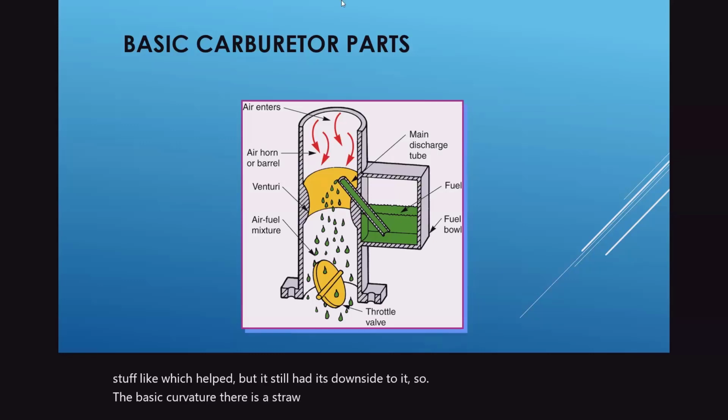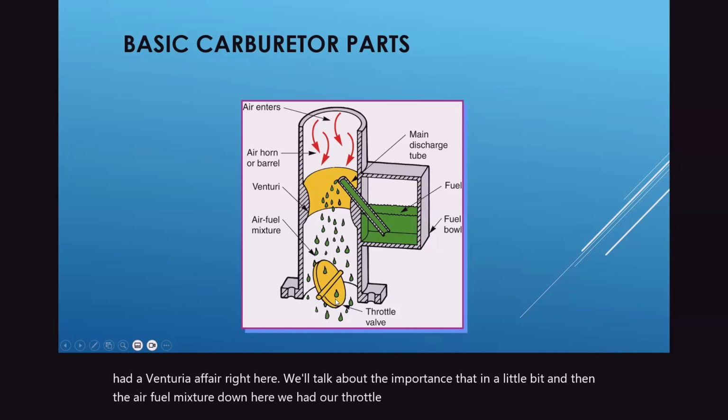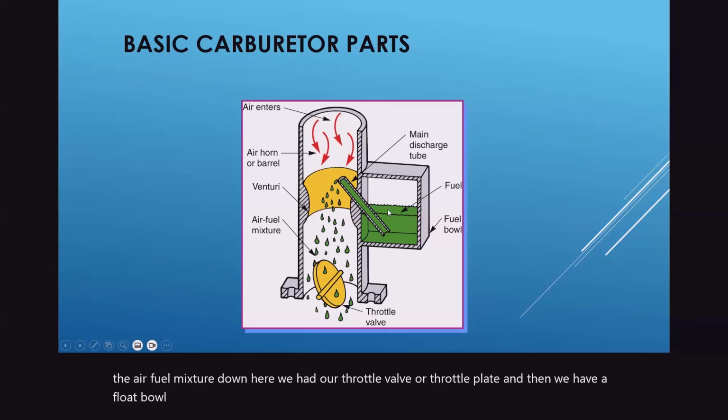So the basic carburetor has a throat, as they call it, up on top. And then we had a venturi right here. We'll talk about the importance of that in a little bit. And then the air-fuel mixture down here. We had our throttle valve or throttle plate. And then we have a float bowl. Keep that in mind because this is going to be part of what you're going to need to know as we go along.